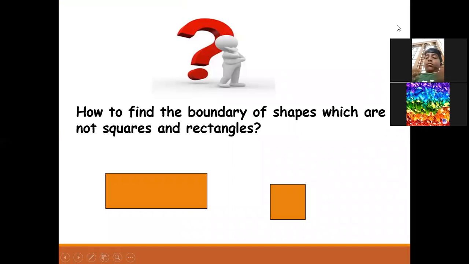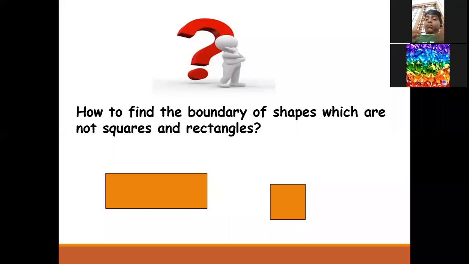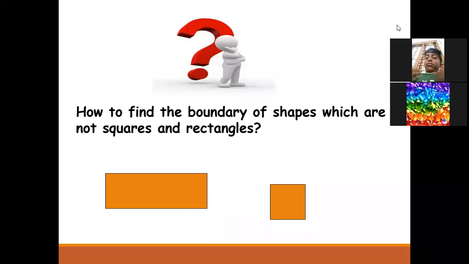Now, whatever shapes we have seen, triangle, rectangle, square, or in the last class, pentagon, all these shapes have sides as lines. When lines are there, adding the sum of all sides gives the perimeter. Suppose they are not regular shapes, if they are curves, how to find the perimeter, or how to find the area, when they are not regular shapes?